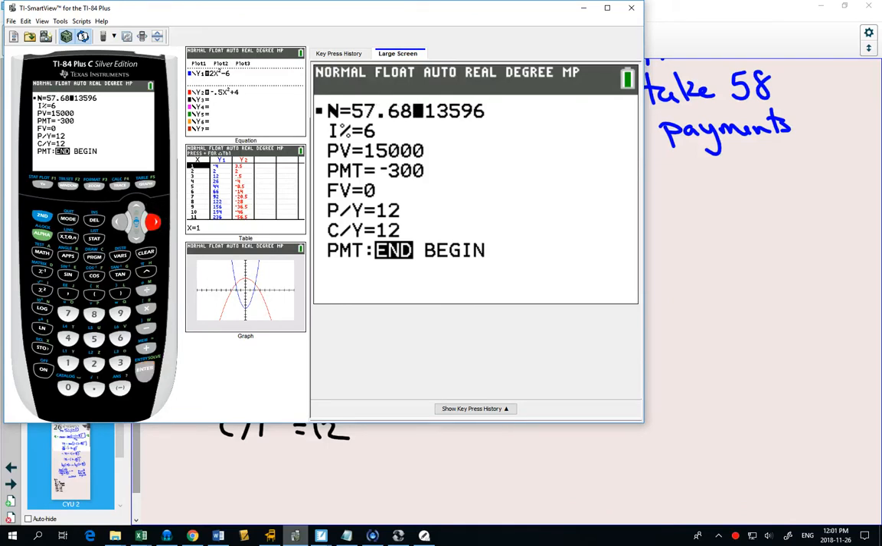And the interesting thing I like to work on here is how much are you going to pay for that $15,000 car? Well, we can take 57.68 and multiply it by 300, because that's how much your payments are. And in the end, you're going to pay $17,304 for your car. So the bank is collecting an extra $2,304 in interest. Okay?